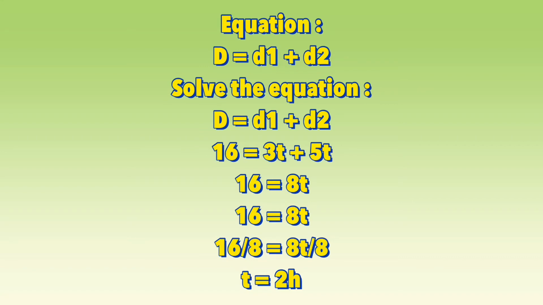Then we have to simplify. We're going to add or combine like terms. 3T plus 5T equals 8T. And just copy only the 16. And now we're going to divide both sides by 8. So it becomes 16 divided by 8 equals 2, and 8 divided by 8 equals T. So our time equals 2 hours.